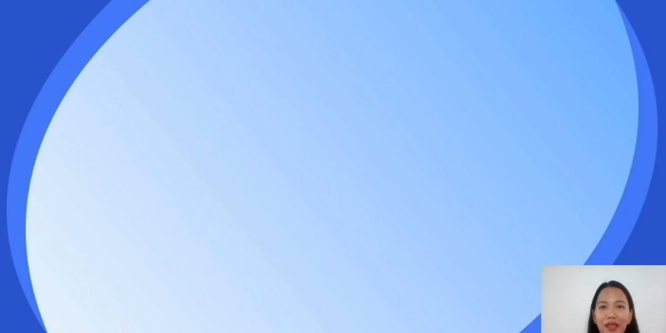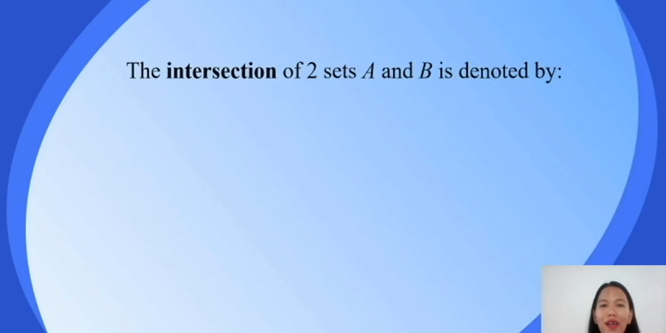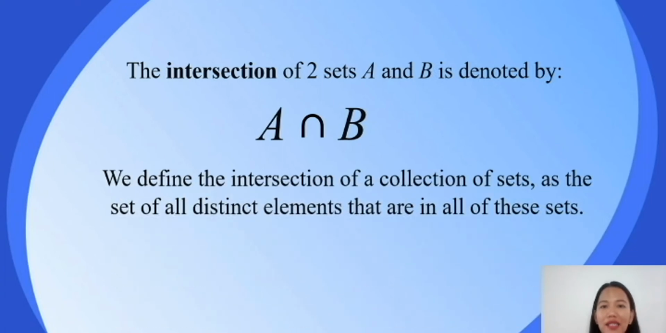This time, let us discuss the intersection of two sets. The intersection of two sets A and B is denoted by this symbol. We define the intersection of a collection of sets as the set of all distinct elements that are in all of these sets. This is the set of all distinct elements that are common in A and B.